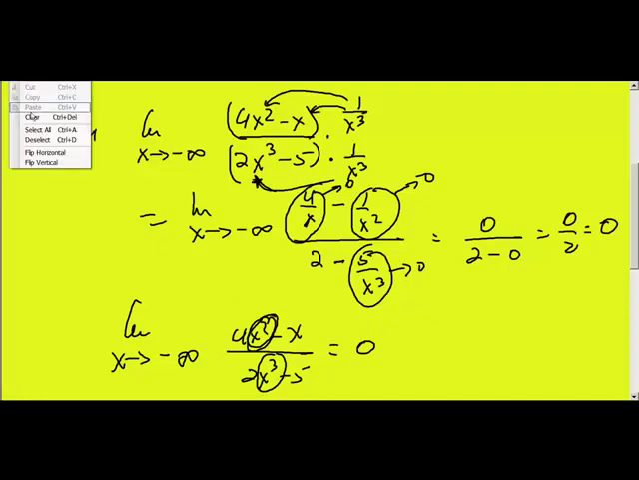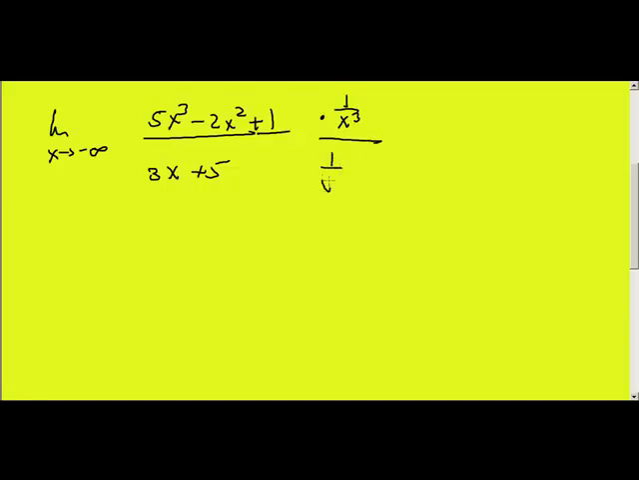So the limit as x goes to negative infinity of 5x to the third minus 2x squared plus 1, all that over 3x plus 5. Again, I'm going to do it the old-fashioned way first. Multiply the top by 1 over x to the third. That means I have to multiply the bottom by 1 over x to the third. Let's go ahead and clean this up a little bit. x goes to negative infinity.